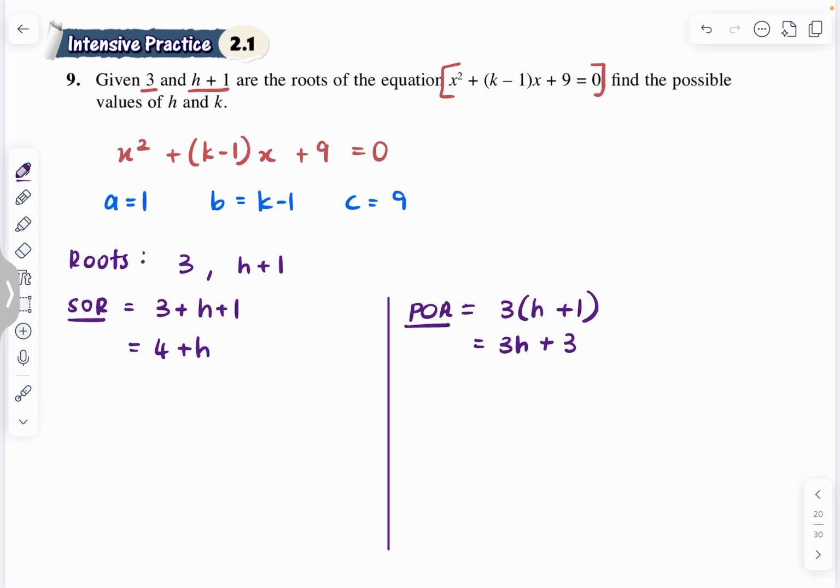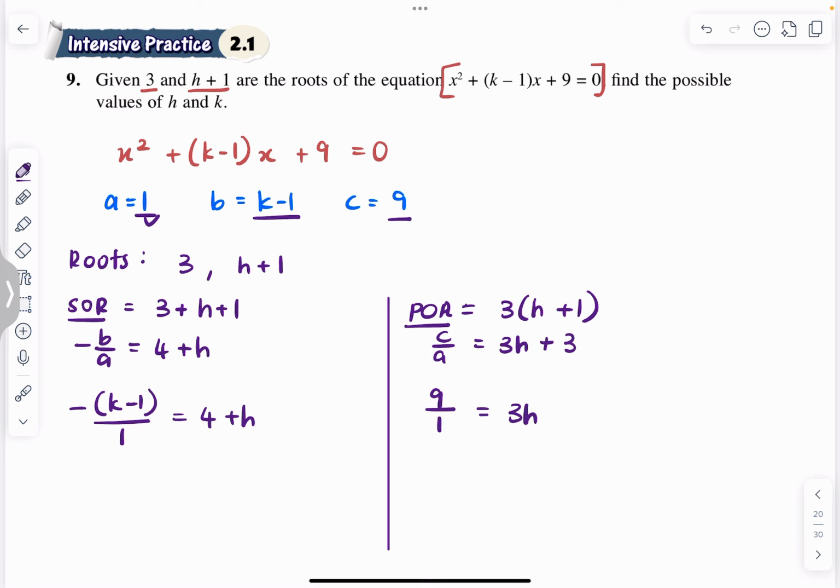The sum of roots is also negative b over a. The product of roots is also c over a. So negative b over a equals 4 plus h, and c over a is 3h plus 3. Okay, here we have two unknowns and here we only have one unknown, so we can solve this first.